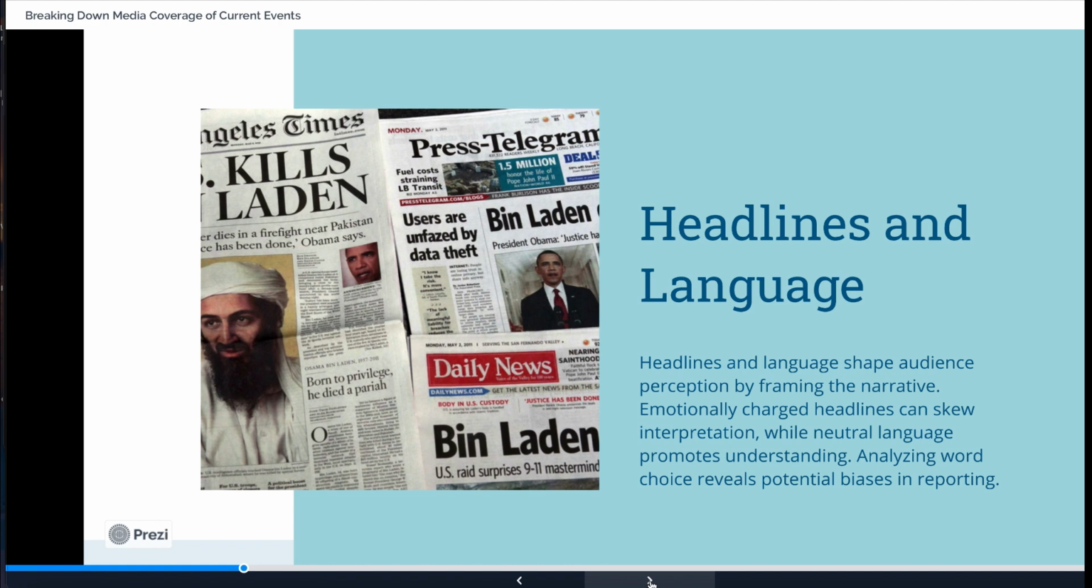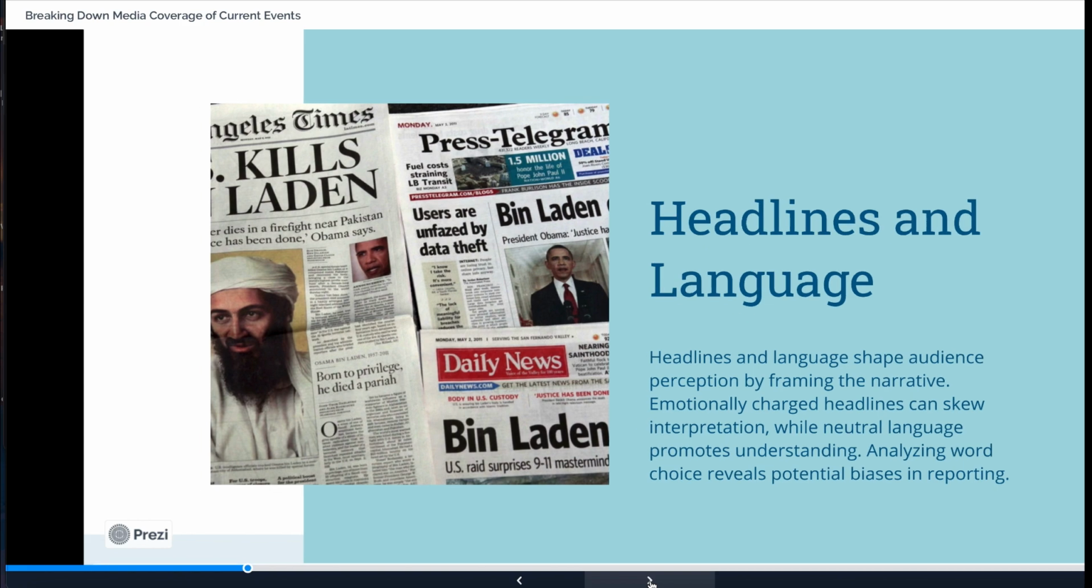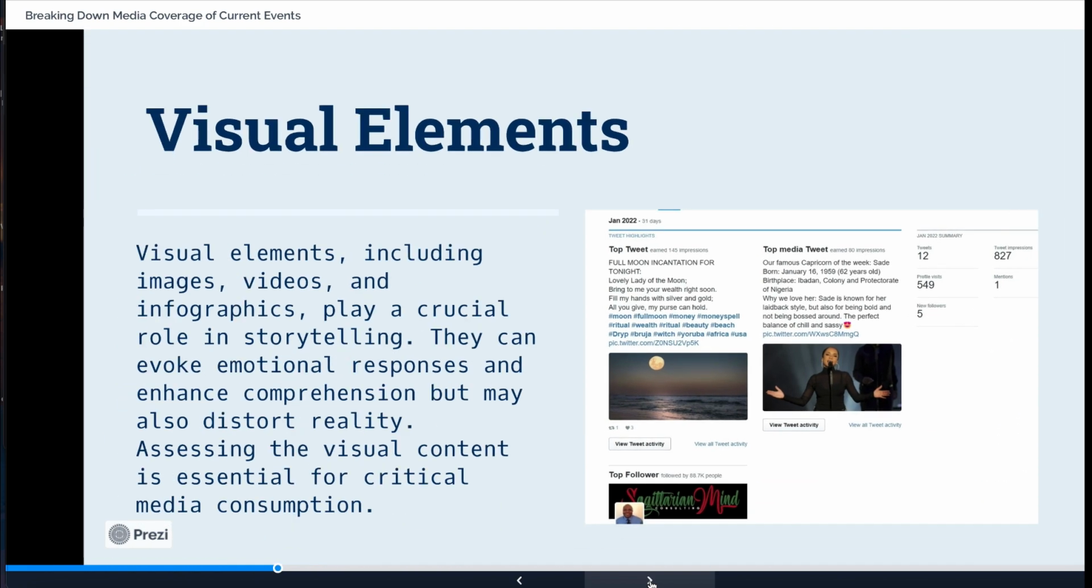Visual elements are essential. Visual elements, including images, videos, and infographics, play a crucial role in storytelling. They can evoke emotional responses and enhance comprehension, but may also distort reality. Assessing the visual context is essential for critical media consumption.